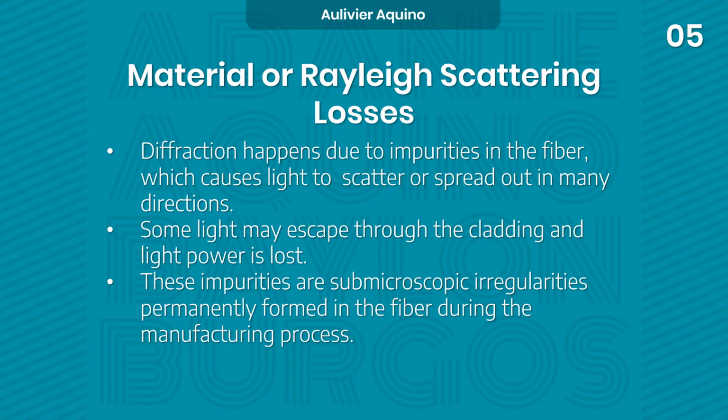Next to absorption loss is material or Rayleigh scattering losses. Diffraction happens due to impurities in the fiber, which causes light to scatter or spread out in many directions. Some light may escape through the cladding and light power is lost. These impurities are submicroscopic irregularities permanently formed in the fiber due to the manufacturing process.